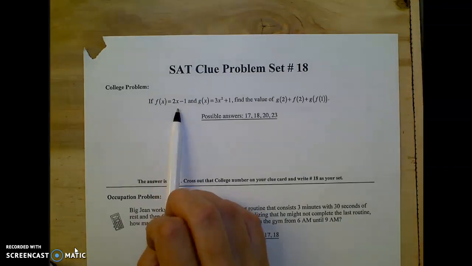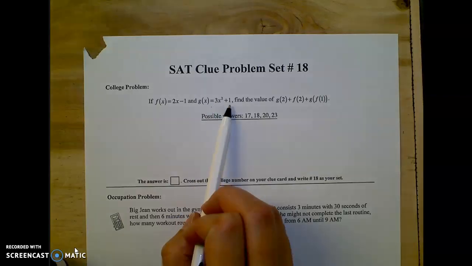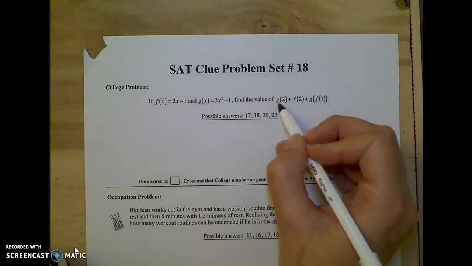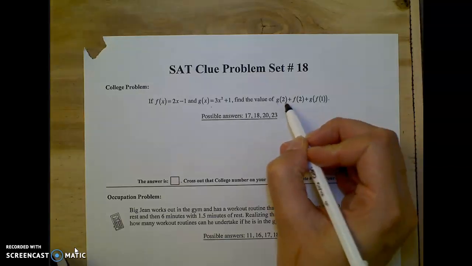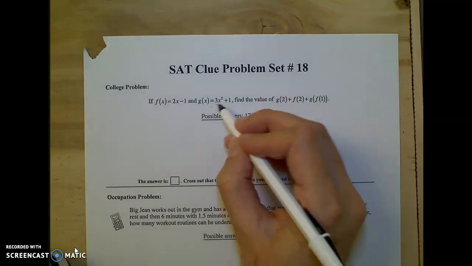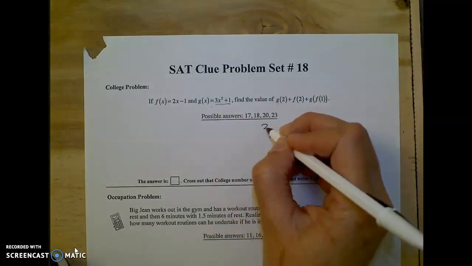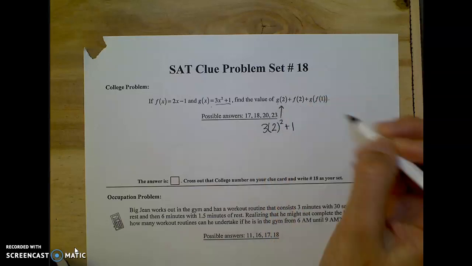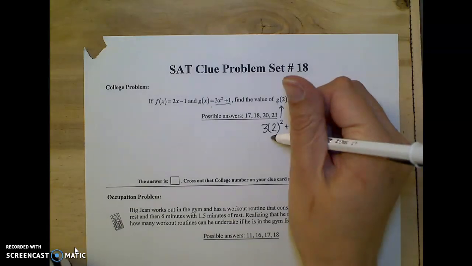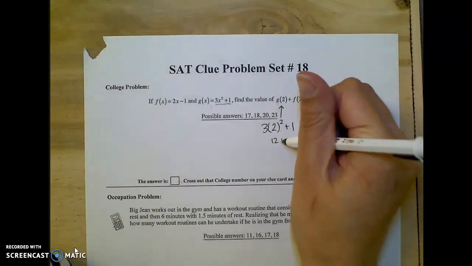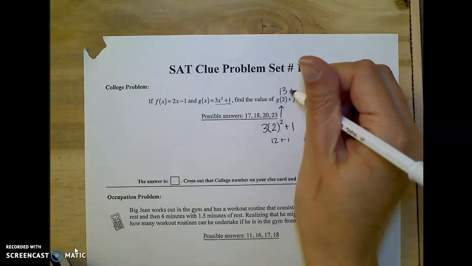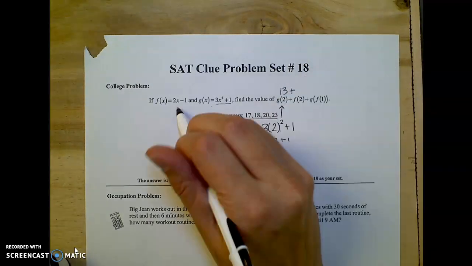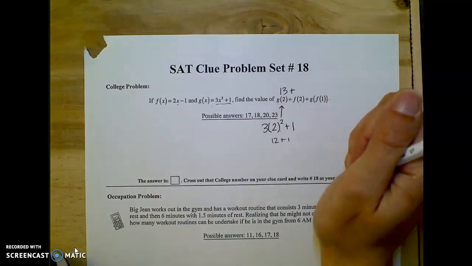If f of x is 2x minus 1 and g of x is 3x squared plus 1, find the value of all these things. So again, this is just function notation. It's telling you which function to pick and what to plug in. So I need to go to g and plug in 2. So I'd have 3 times 2 squared plus 1 to get that number. So for instance, I'll do that one with you real quick. That's going to be 4 times 3, so 12, plus 1 is 13. Then I'm going to add that to whatever f of 2 is. So I'm going to take 2, plug it in here, find f, and replace it right there.